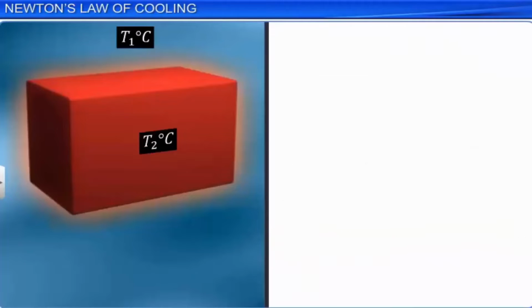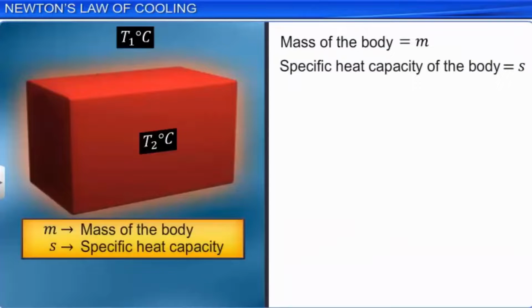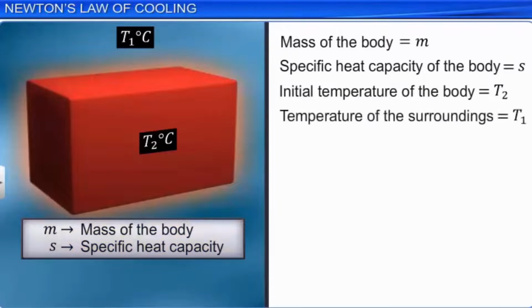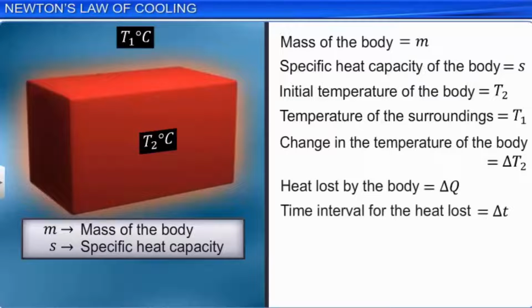Let the mass of the body be m, whose specific heat capacity is S, at an initial temperature T2, with its surroundings at a temperature T1. If the temperature of the body is changed by delta T2, because of a small loss of heat delta Q, in a small interval of time delta t, then delta Q can be expressed as a product of m, S and delta T2.